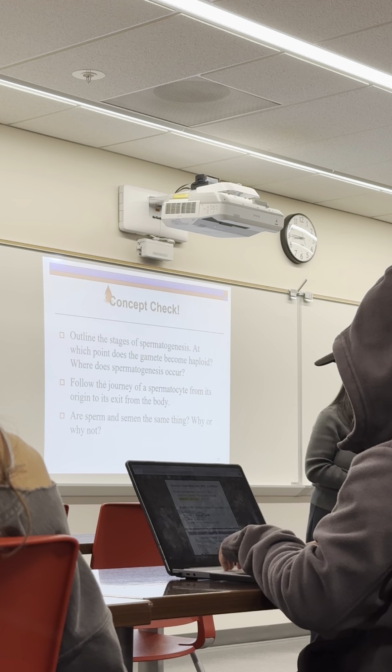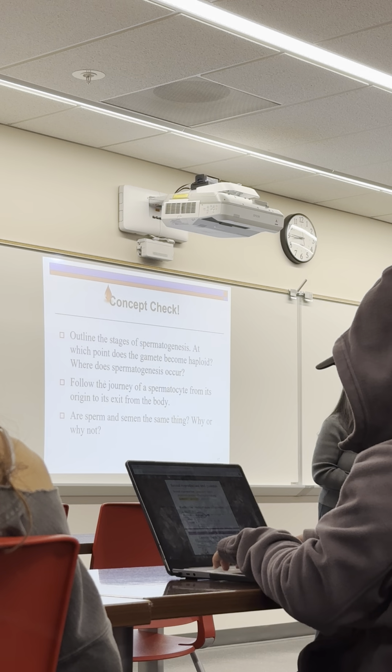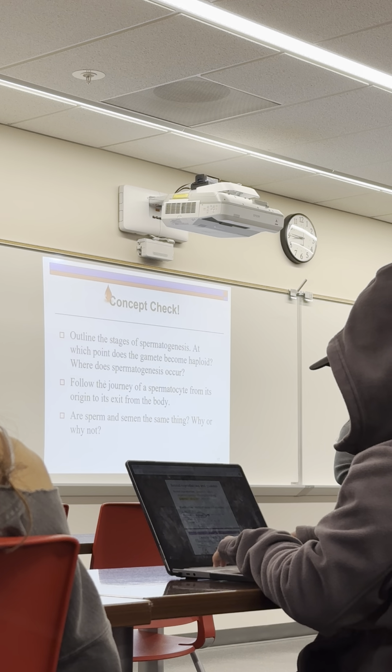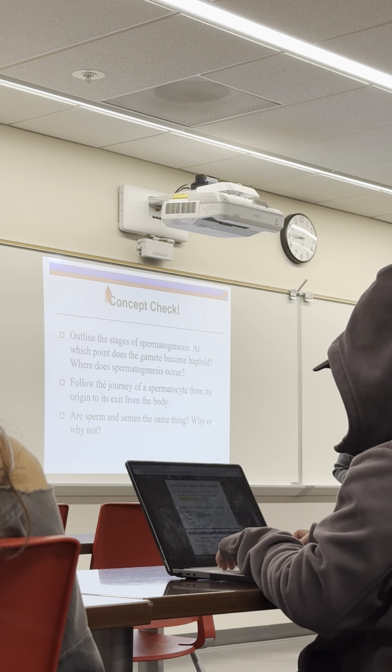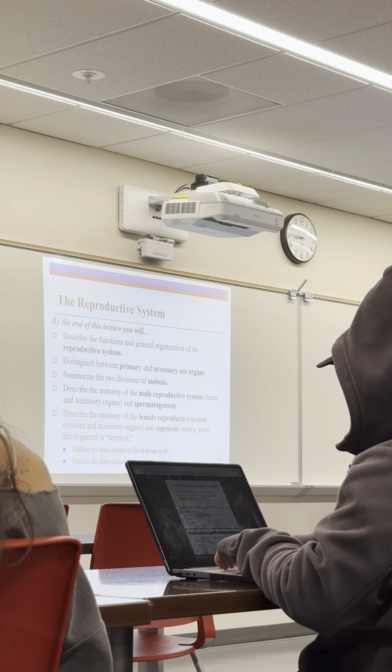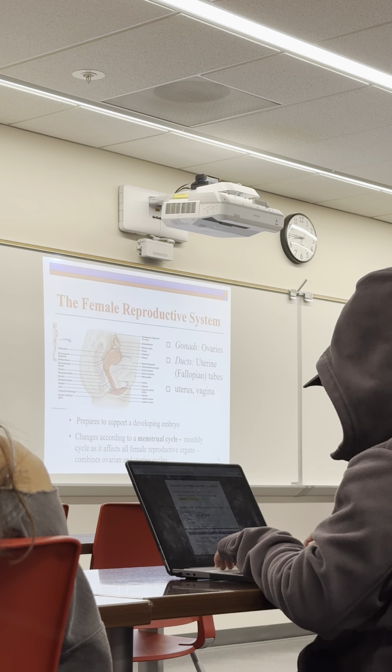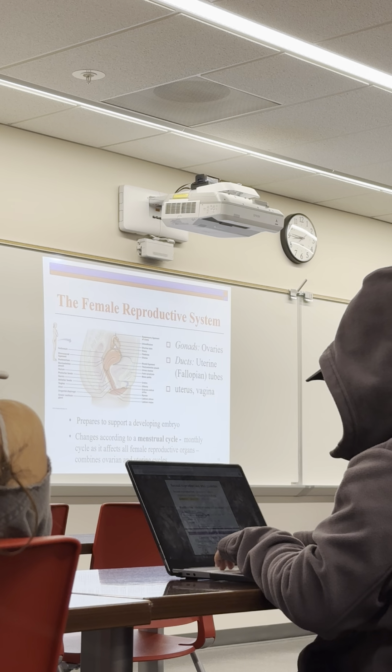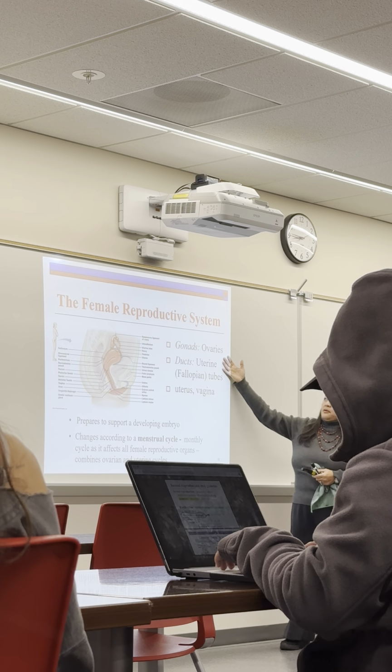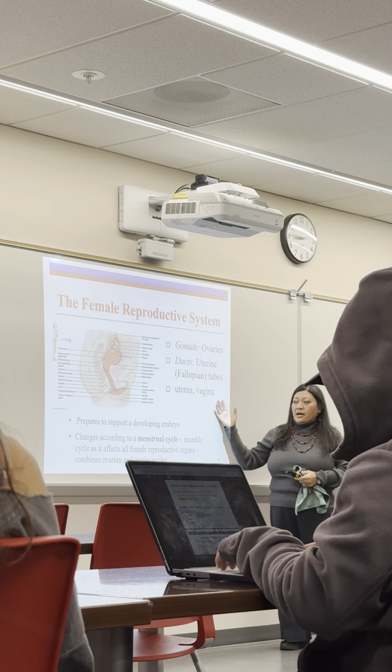Primary is always diploid. Secondary is when it becomes haploid. Excellent question, okay? All right, let's look at the female then. With the female, this one we covered in lab.